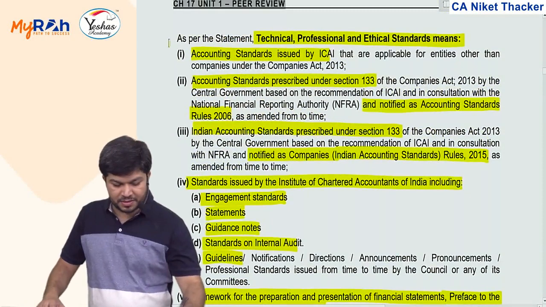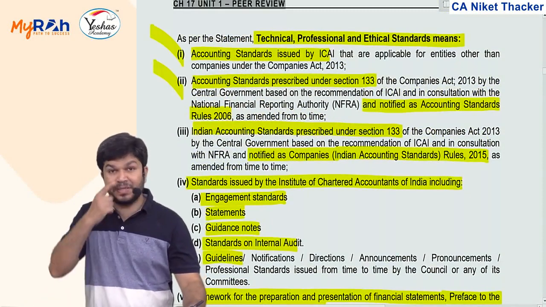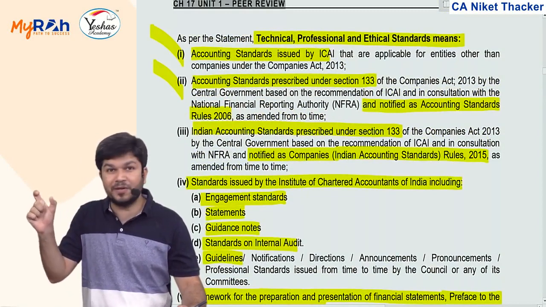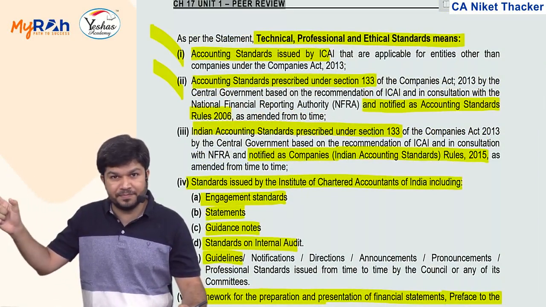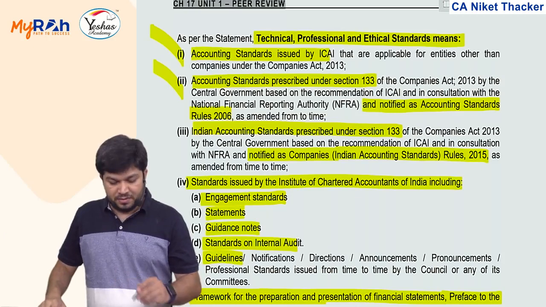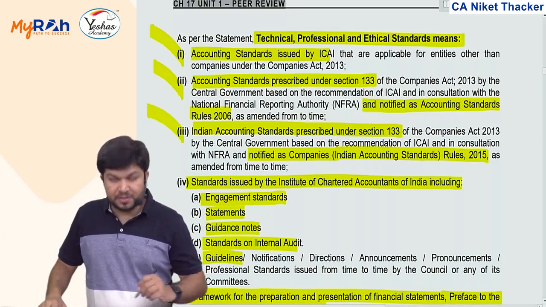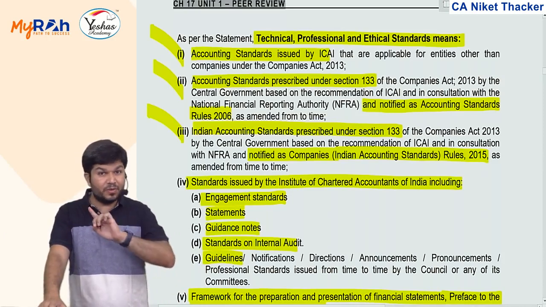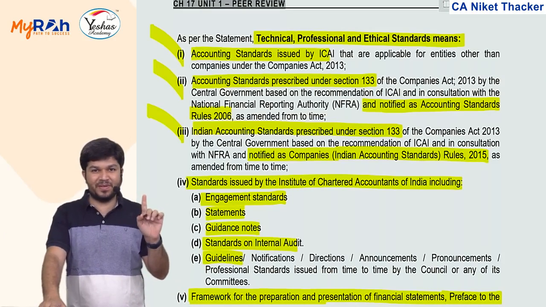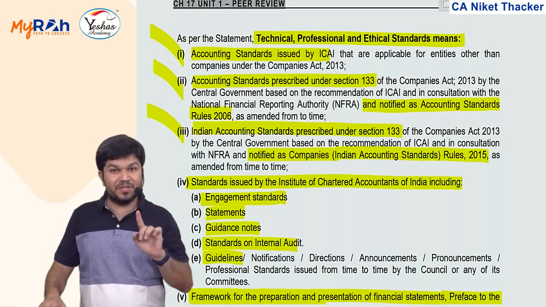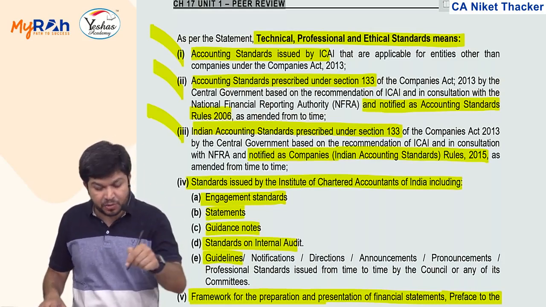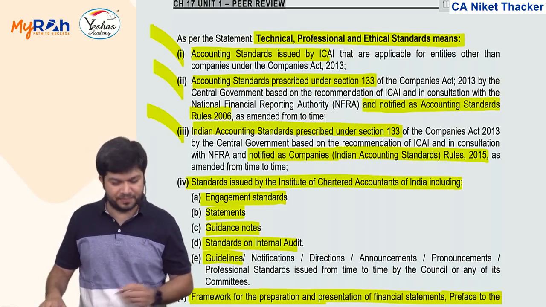So accounting standard issued by ICAI, accounting standard prescribed under section 133. This is by the central government in consultation with NAFRA. This is the normal accounting standard. This is Ind AS. Now, all companies don't have Ind AS. Only those companies whose net worth is 250 crores or more have Ind AS. So there are many companies that follow normal accounting standards also.